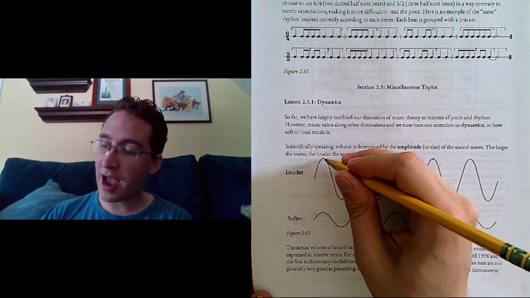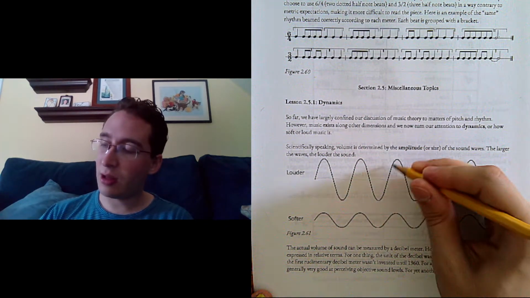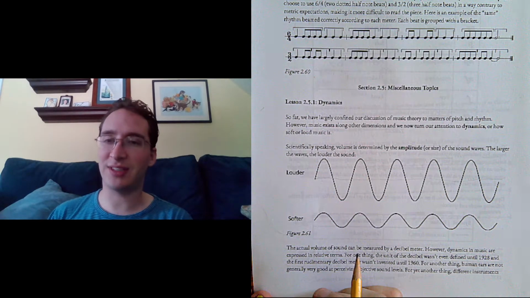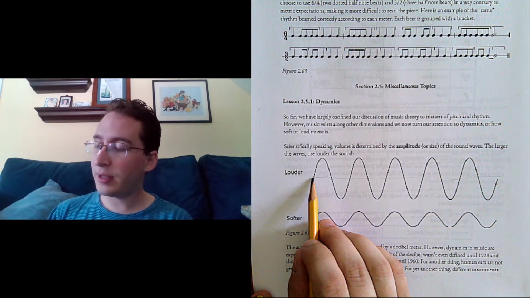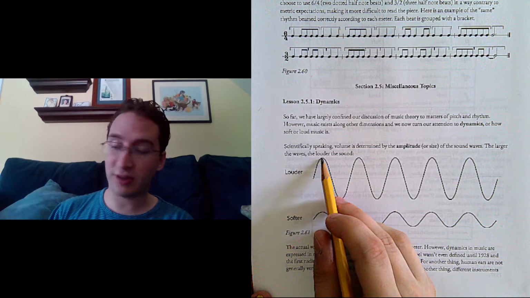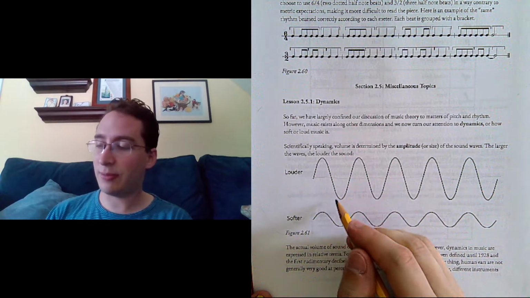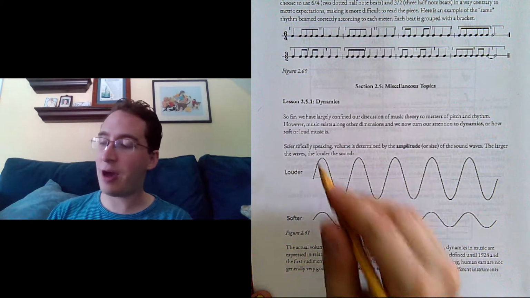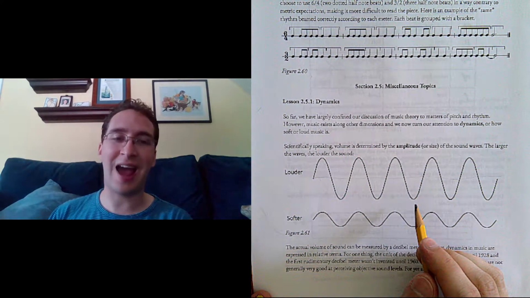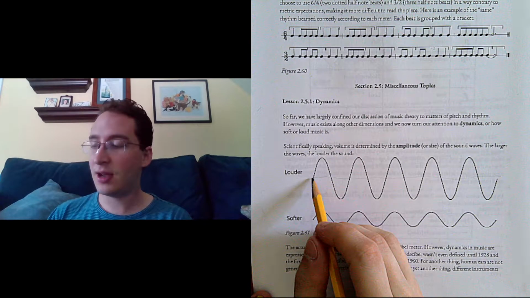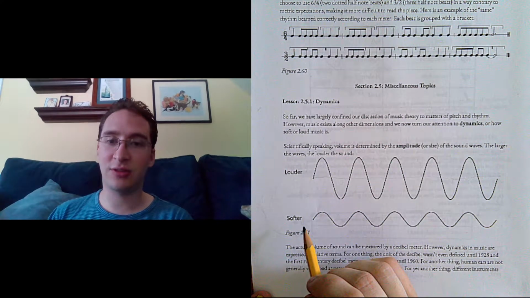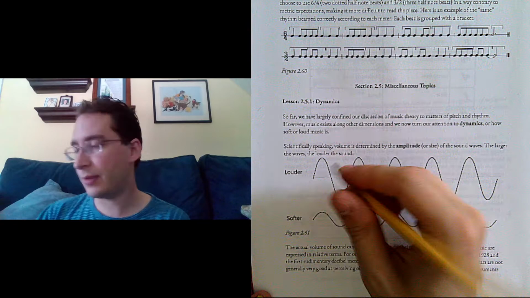We're worrying about the amplitude of the sound wave. If you think about a wave in the water, there are some parts that are higher than the average water level, and some parts that are lower, and how much that disturbance is relates to how loud we perceive the sound to be. The larger the waves, the louder the sound, the smaller the waves, the softer the sound.